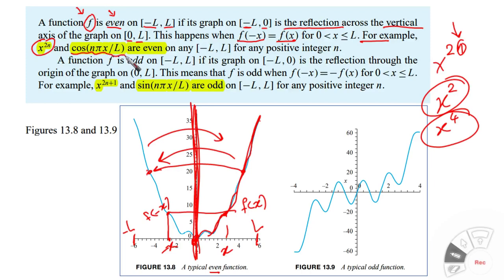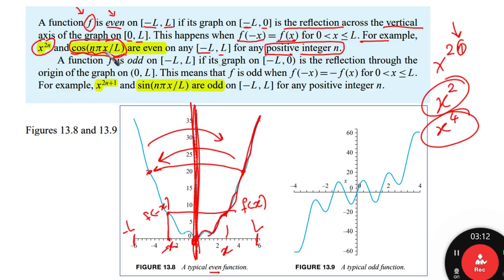Another famous example is the cosine, for example cosine of n pi x over L. This is a very common even function, even on the interval minus L to L for any positive integer n. If we put any positive integer, 1, 2, 3, 4, 5, 6, and so on, it is going to be even. So this is our case.